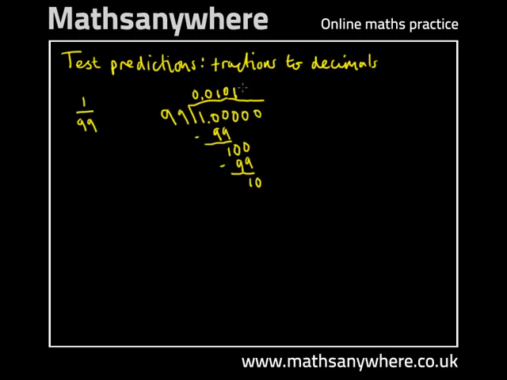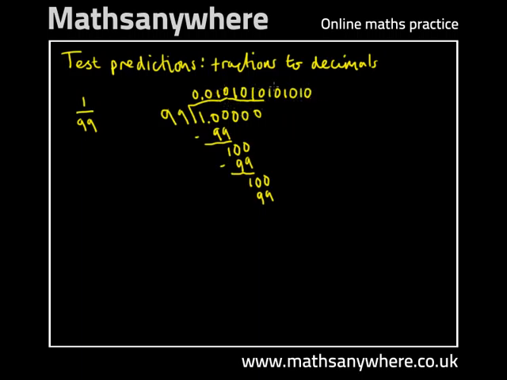99s into 10 don't go. Bring down the next number, that's 100. Well, with the 0 to make it into 100, 99 into 100 goes once. Put 1 up there. You might begin to see a bit of a pattern now. 0.010101. I can tell you that this carries on repeating this pattern forever.